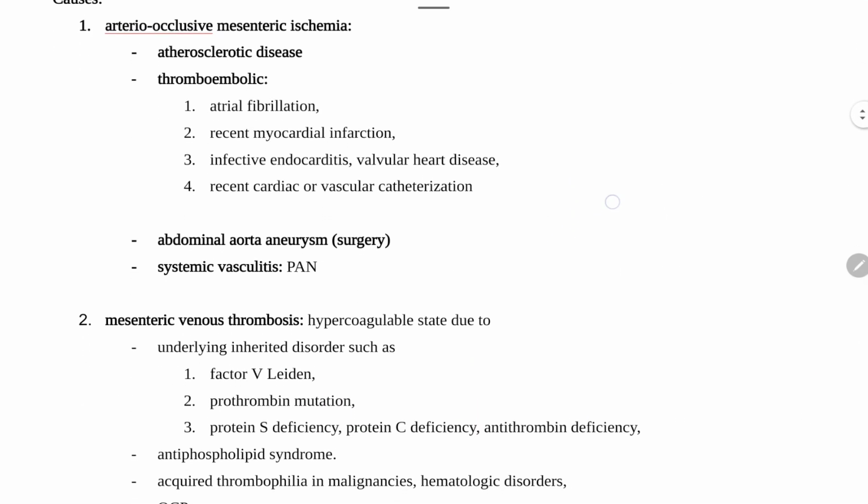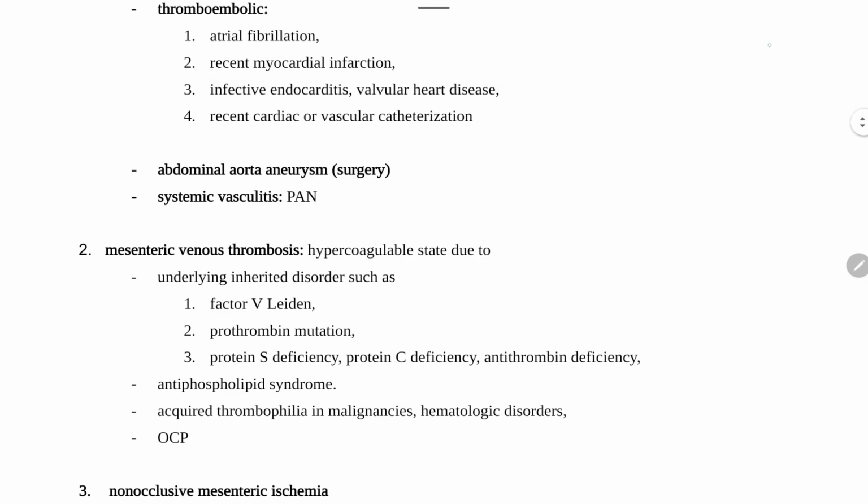Now the second one, venous occlusion. Mesenteric ischemia due to venous occlusion, that is venous thrombosis. And as we know, venous thrombosis is actually due to a hypercoagulable state. We know from our hematology discussion the main causes of hypercoagulable state or thrombophilia. So try to remember the causes of thrombophilia or hypercoagulable state.